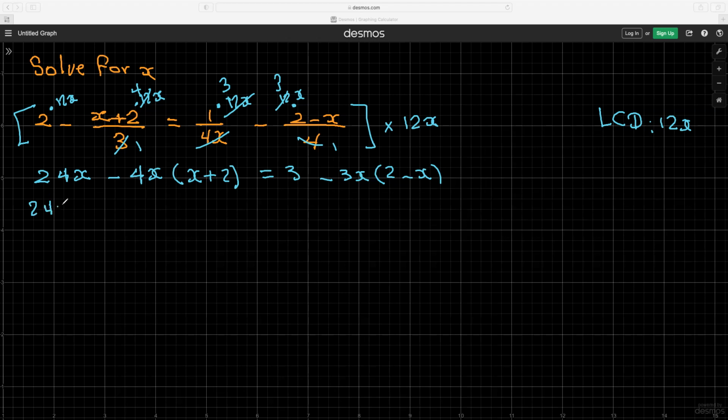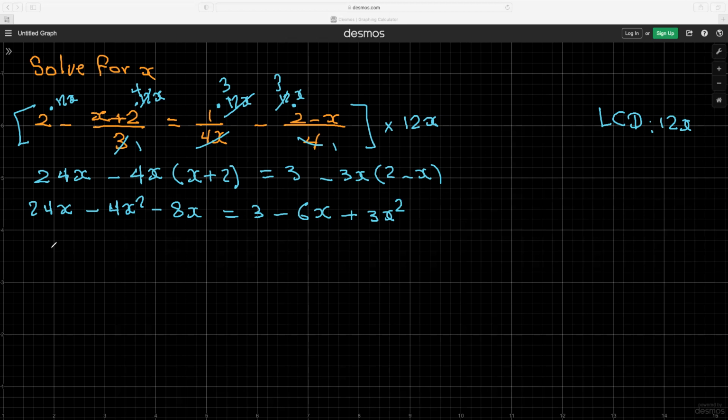So we have 24x minus, that's going to give me 4x squared minus 8x equals 3. And then here we're going to get minus 6x, because 3x times 2 is just 6x, and then negative times negative is positive, and that's going to give me positive 3x squared.